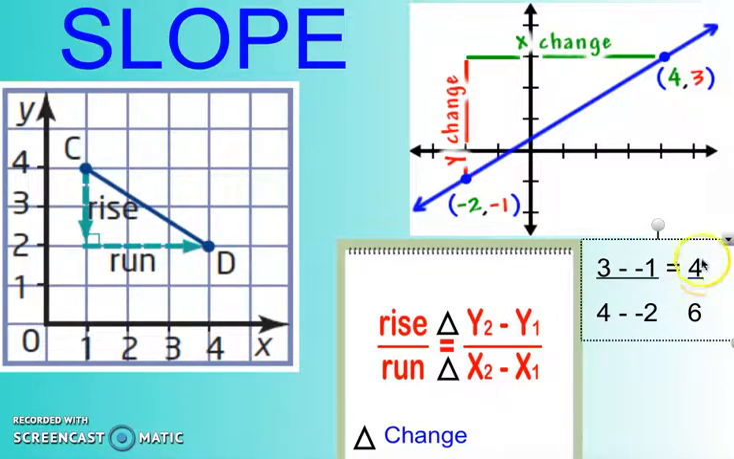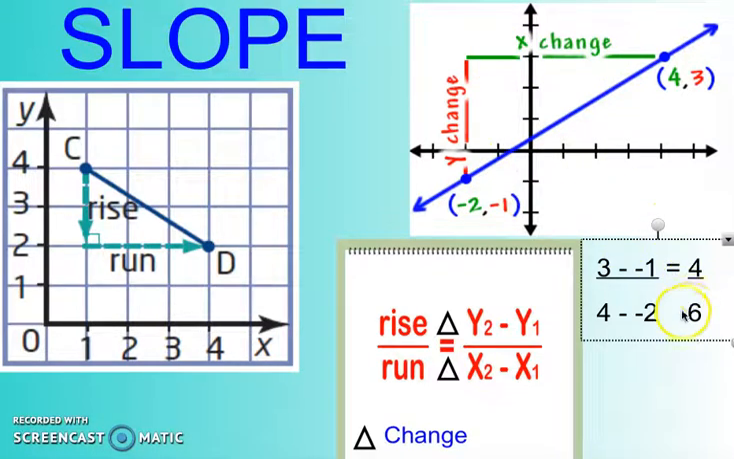So my rise would be positive 4. And if you look over here, I'm rising from negative 1 up to positive 3. That is 4 spaces. And I'm moving up. And so that's positive 4. And then I'm going to the right.